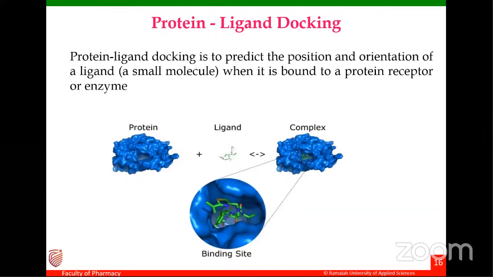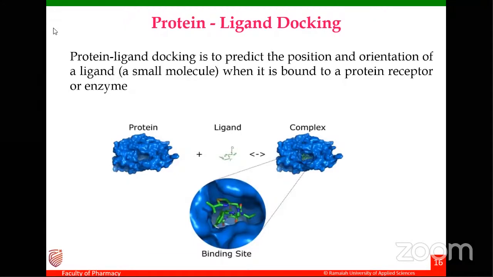And the next one is protein ligand docking. Protein ligand docking is to predict the position and orientation of a ligand, a small molecule, when it is bound to a protein, a receptor, or an enzyme. Here you can see the protein, and how the ligand got bound. Those things you can see here. This is all about protein ligand docking.